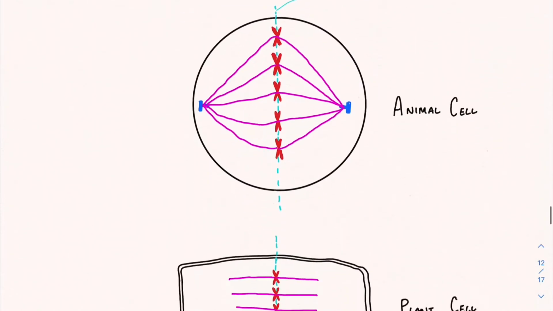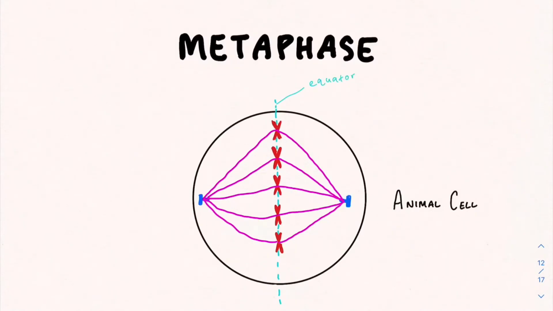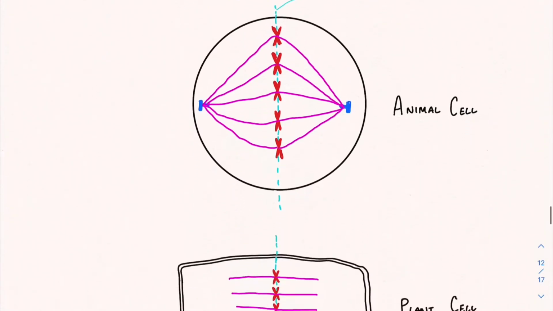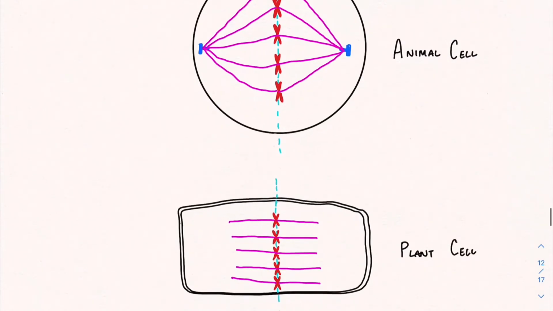Now take a look at this other diagram of a plant cell. Notice the difference between the spindle fibers. Now let's compare the diagram of the animal cell in metaphase with a plant cell in metaphase. As you can see, the chromosomes are still aligned at the equator of the cell. However, there is an absence of centrioles in the plant cell. This causes the spindle fibers that have been formed to not be able to focus on the centriole. Hence, the spindle fibers will be straight and parallel to each other.